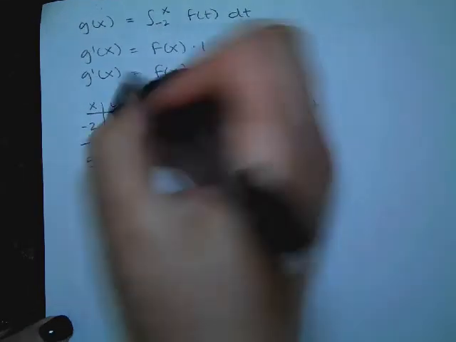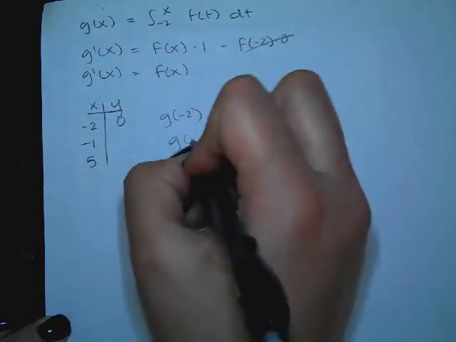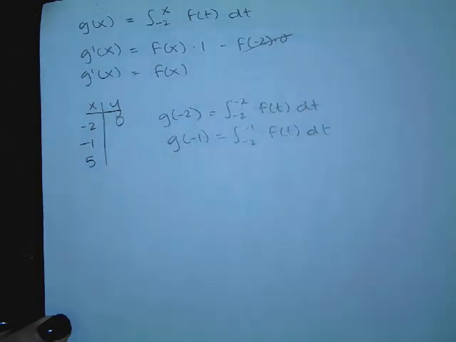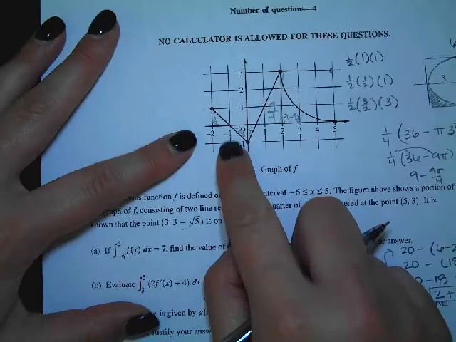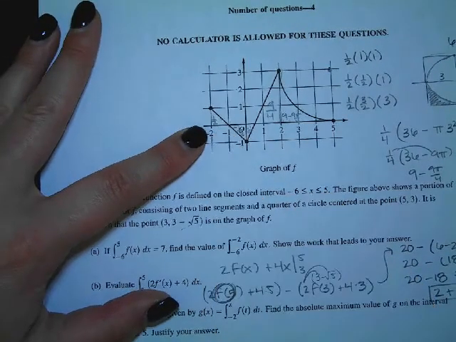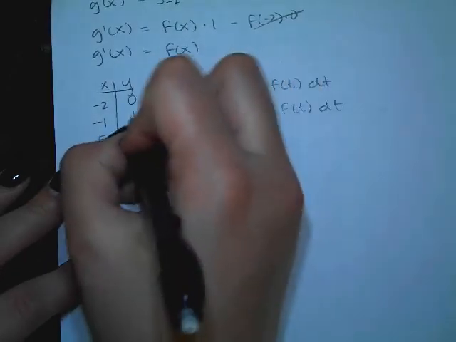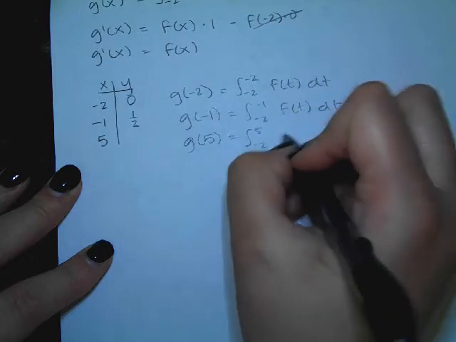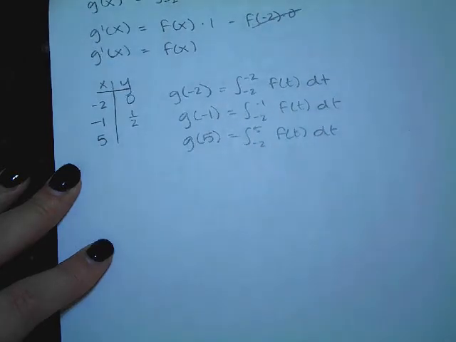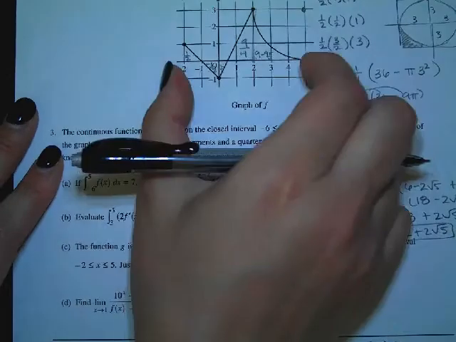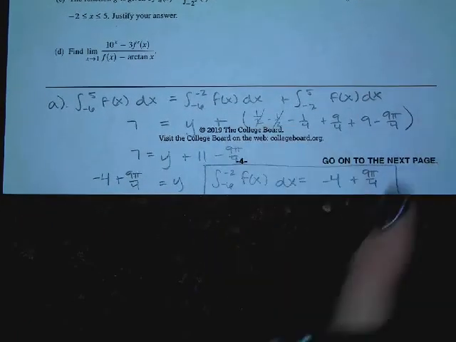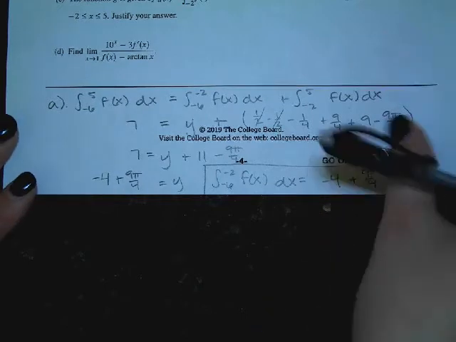And it's the same number to itself, so it's 0. And then for g of -1, I have to do -2 to -1. And -2 to -1 is +1/2. I already did the work for that. And then g of 5 is -2 to 5. And I already did the work for that as well. -2 to 5 is this whole thing. And you have two options. You could take this and just write down all of that if you chose not to simplify. Or if you did choose to simplify, then you can do -4 plus 9 pi fourths.